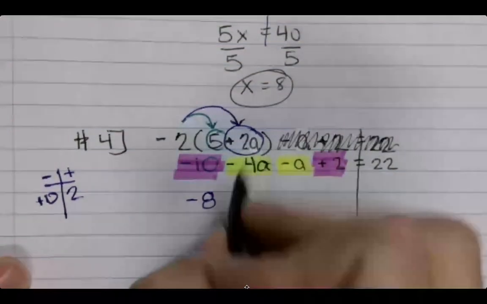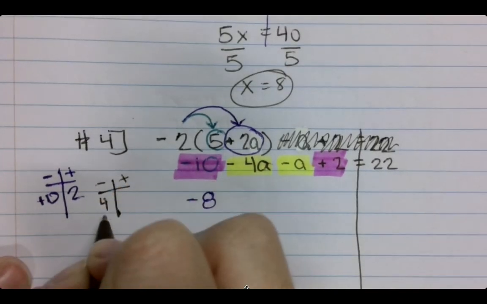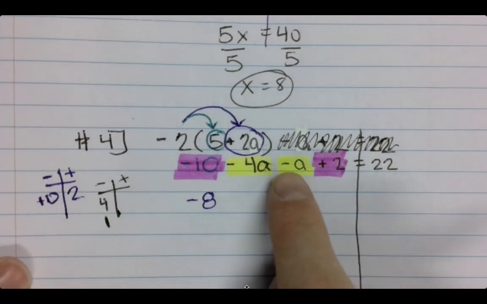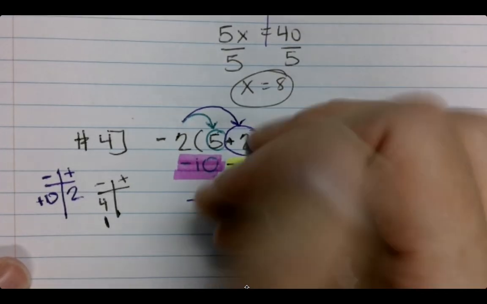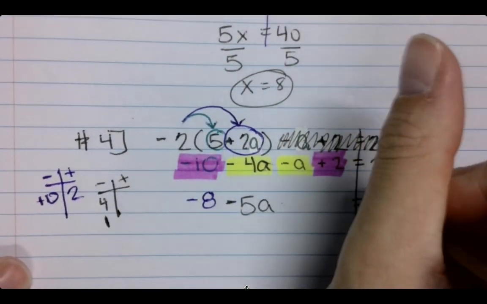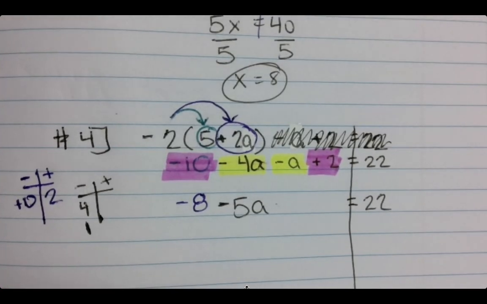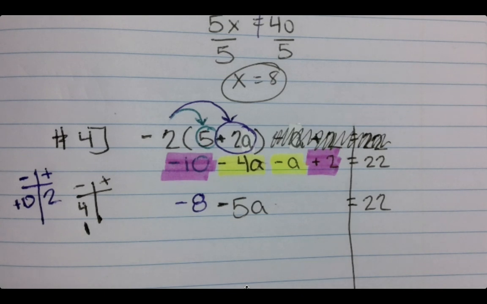And then I have 4 and 1, right? Remember, if there's no number here, it's a 1. So they're on the same side. So this is going to be -5a, and it's going to equal 22. So again, I just combined like terms. Now I'm going to move on to our next step, which is to isolate our variables. So we're on step 4.